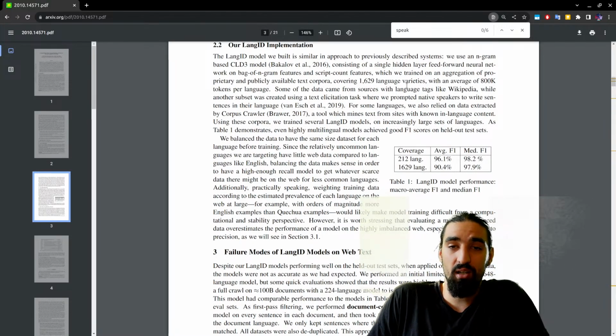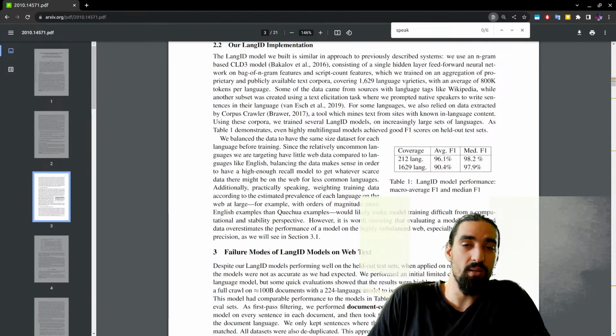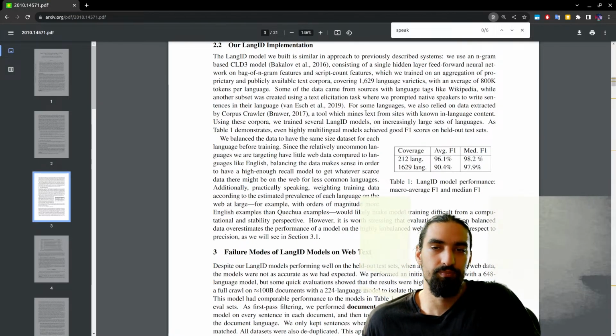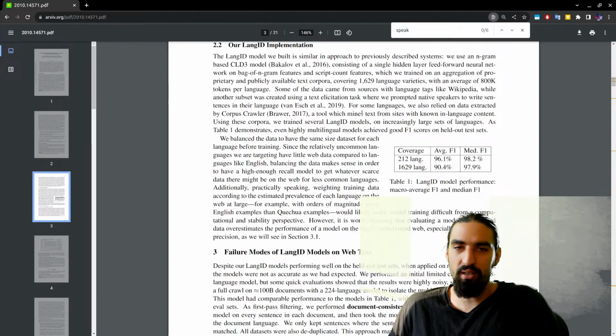Some of the data came from sources with language tags like Wikipedia, while another subset was created using a text elicitation task where we prompted native speakers to write sentences in their language. For some languages, we also relied on the data extracted by Corpus Crawler, a tool which mines text from sites with known in-language content. Using these corpora, we trained several models on an increasingly large set of languages. As Table 1 demonstrates, even highly multilingual models achieved good F1 scores on held-out test sets.